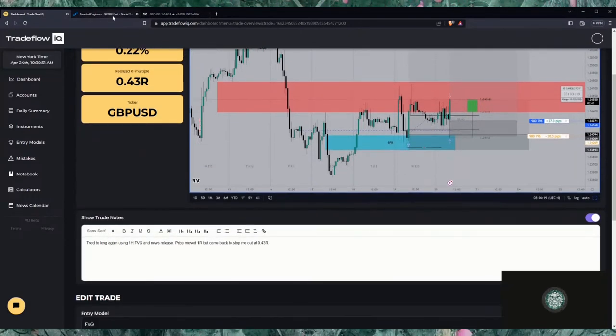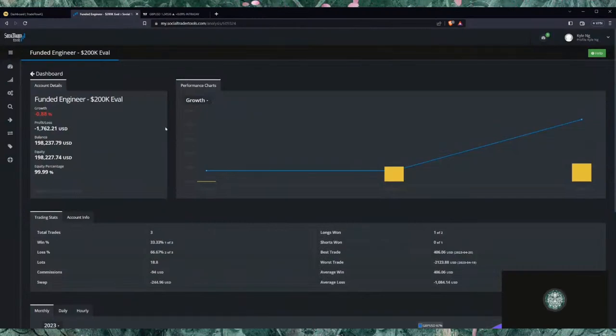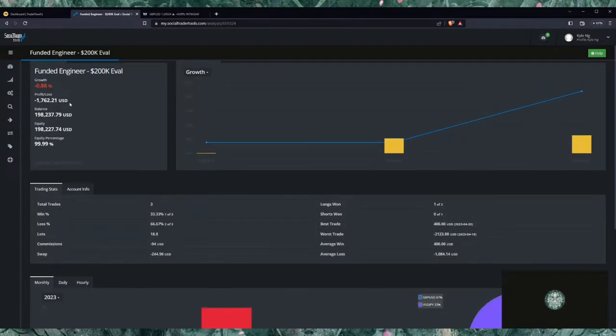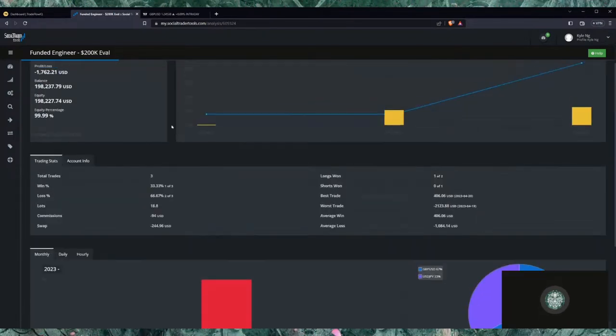So I'm just going to show you that I'm not randomly inputting these trades. I'm going to hop over to my social trader tools, and you can see that I'm down a little less than 1%. All right, so what am I doing? I've taken 3 trades already, and I'm down 0.88%. So the funded engineer, there's no time limits on this.